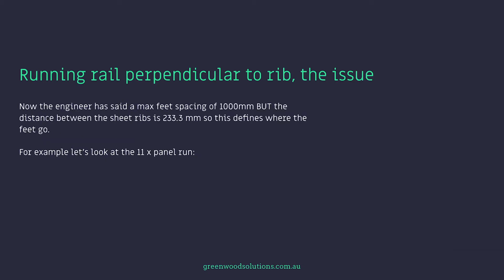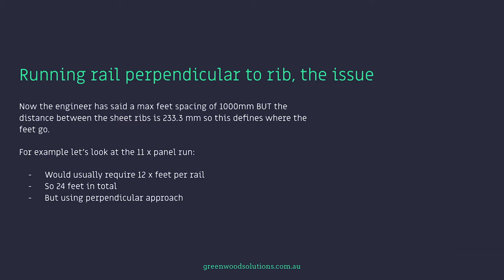Now, the engineer has said a max feet spacing of 1,000 mil, but the distance between the sheet ribs is 233.3 mil. So this defines where the feet actually go. Now, for example, let's look at the 11 panel run. We'd usually require 12 feet per rail, so obviously 24 feet in total, but using a perpendicular approach results in 1 extra foot per rail. So 2 extra overall, a total of 26.